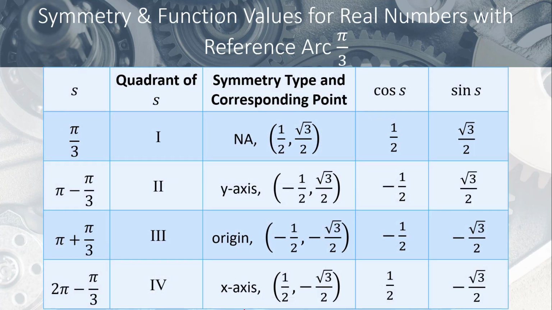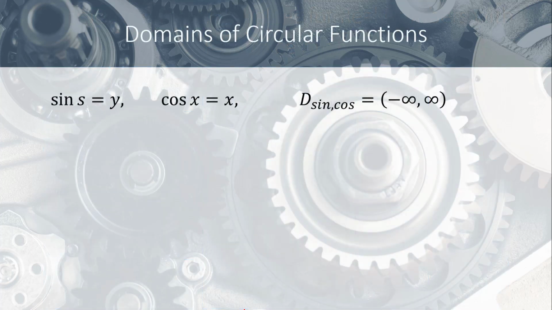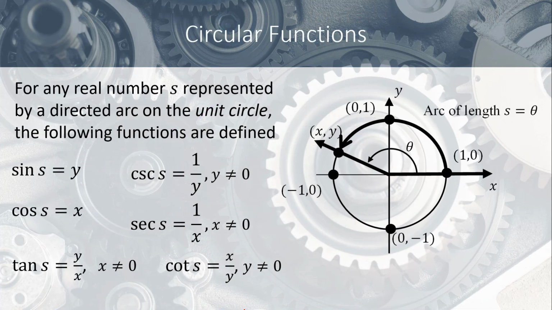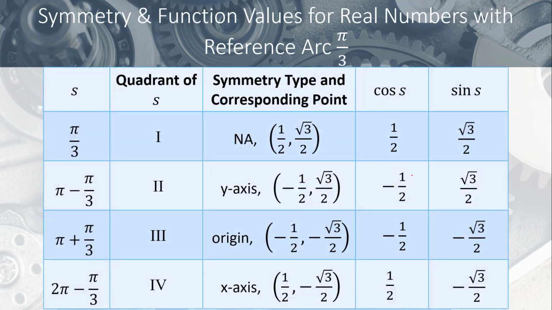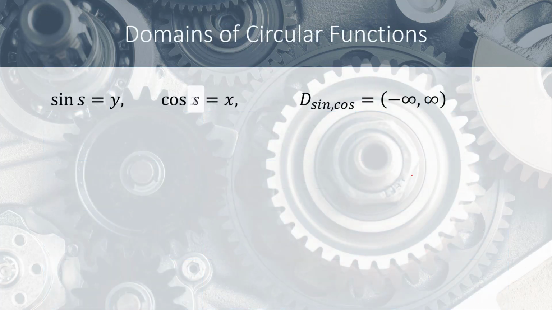Okay, so let's go ahead and talk about some domains. First domain is, well, the sine and cosine. Notice that the sine of s is equal to y, and cosine of s is equal to x. And also notice that x and y can basically travel all the way around this unit circle for as much as it wants. As a consequence, sine and cosine are defined for every single value of s, and therefore the domain is the entire real line.